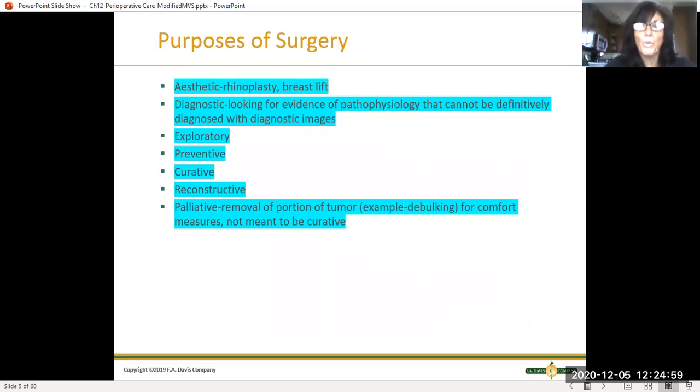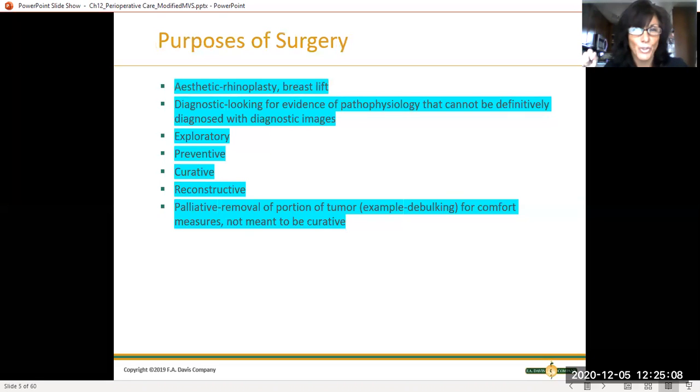So when we talk about the purposes of surgery, we do surgical procedures for lots of different reasons. The word aesthetic means pleasing to the eye, something that's nice to look at. So aesthetic surgery is things like cosmetic surgical procedures, a rhinoplasty, a nose job, a breast lift, a tummy tuck, a tush lift, right? All of those things, you don't need them, but you want them. You want them because you think it's going to make you look more pleasing either to yourself or to other people. It's aesthetic.